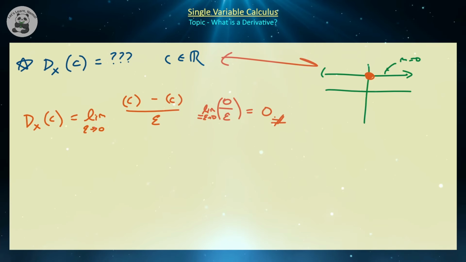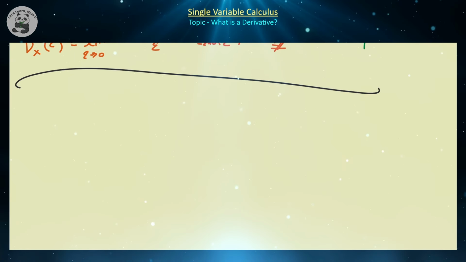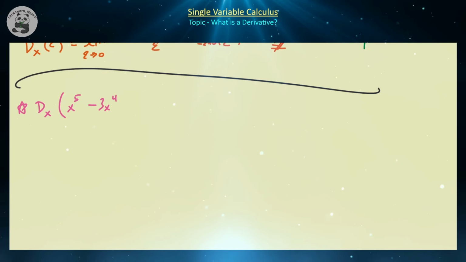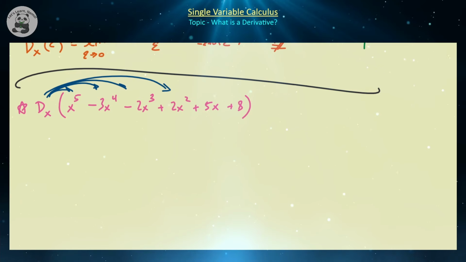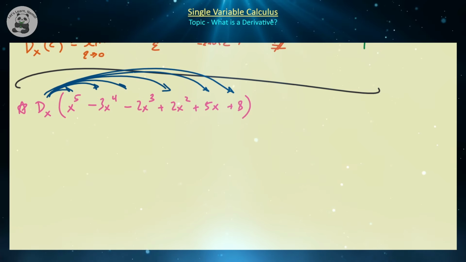Let's combine this observation with the power rule and see if we can take the derivative of an arbitrary polynomial. Let's assume that somebody asks you, what is the derivative of the polynomial x to the 5th minus 3x to the power of 4 minus 2x to the power of 3 plus 2x to the power of 2 plus 5x plus the constant 8 evaluated at an arbitrary point x in the domain of this polynomial? So we already know that we can distribute derivatives over sums and differences and take the derivative of each of these functions term by term.